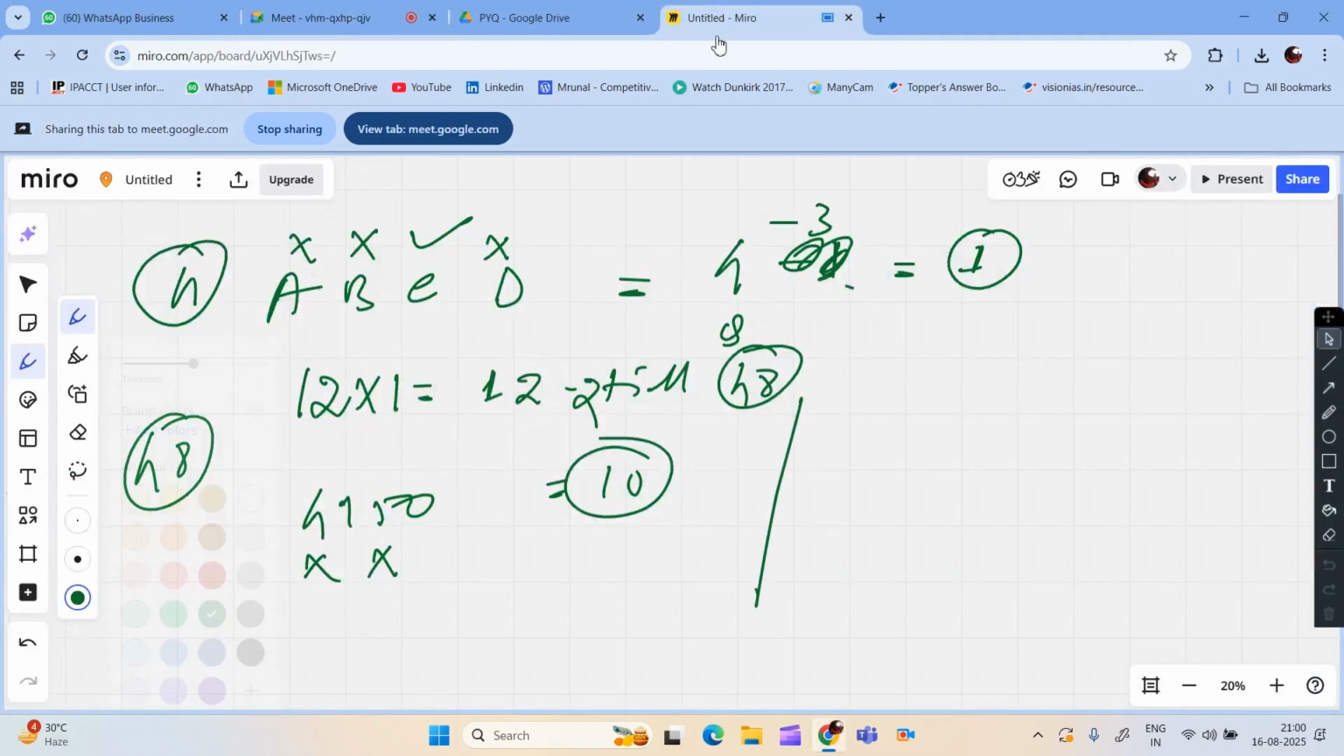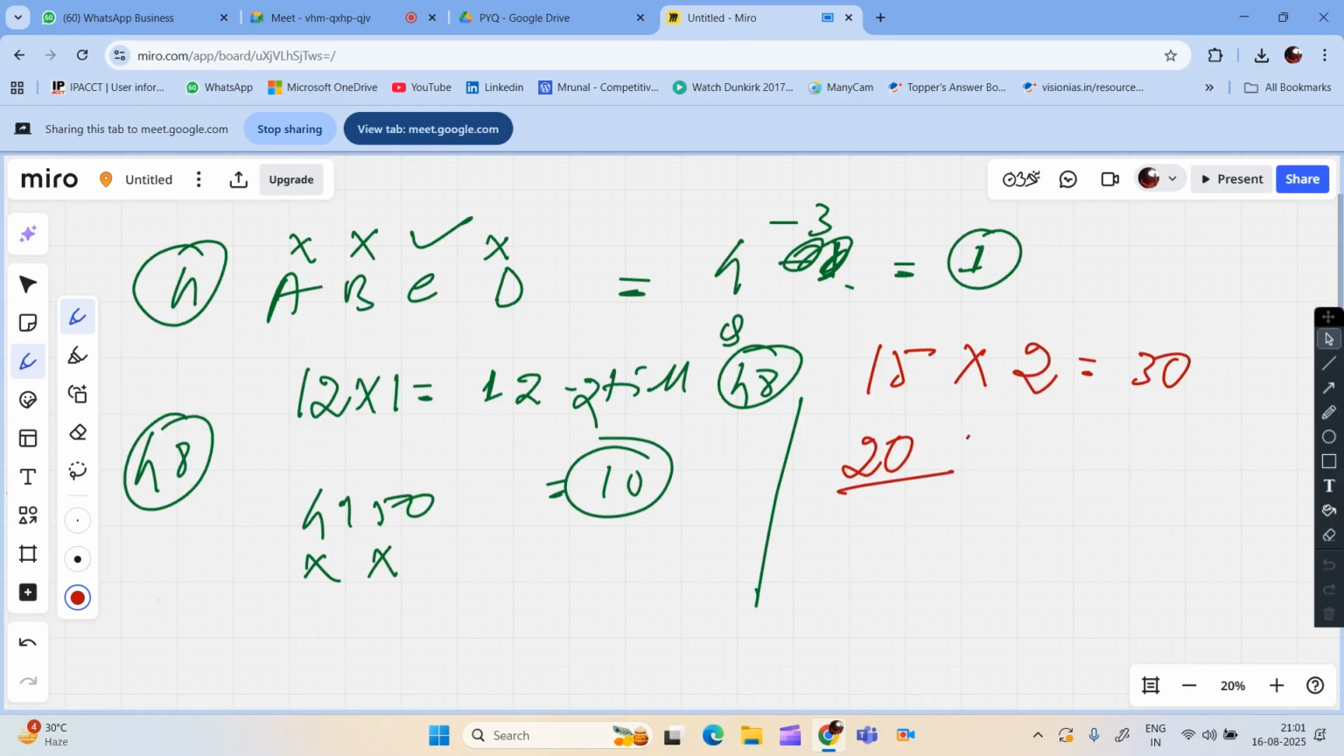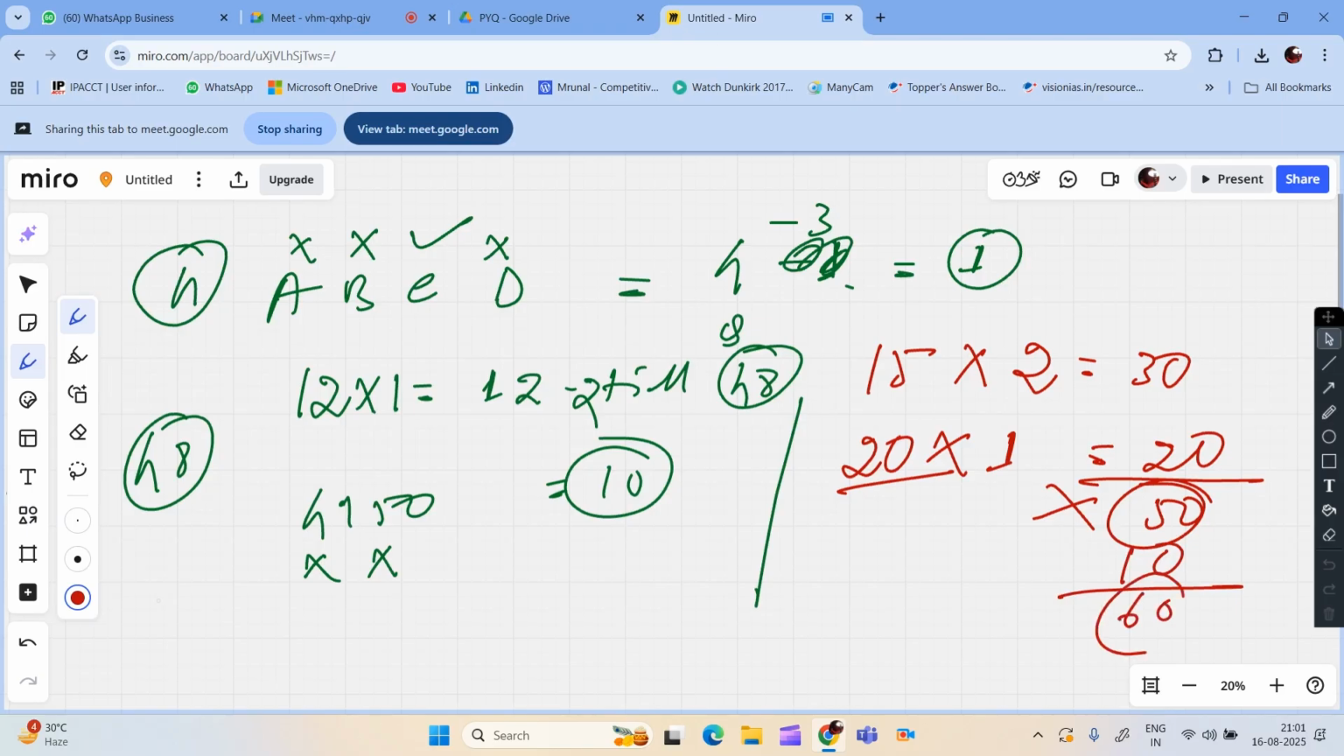In the APFC, you will have roughly 15 maths questions, and for each you will take 2 minutes. That means 30 minutes. For the English section, there will be 20 questions, let's say. You are taking 1 minute each. That means 20 minutes. 50 minutes are gone. And for the logical reasoning, you will take another 10 minutes. 60 minutes are gone, and you are left with just 40 minutes, because another 20 minutes you will need to fill up the OMR.